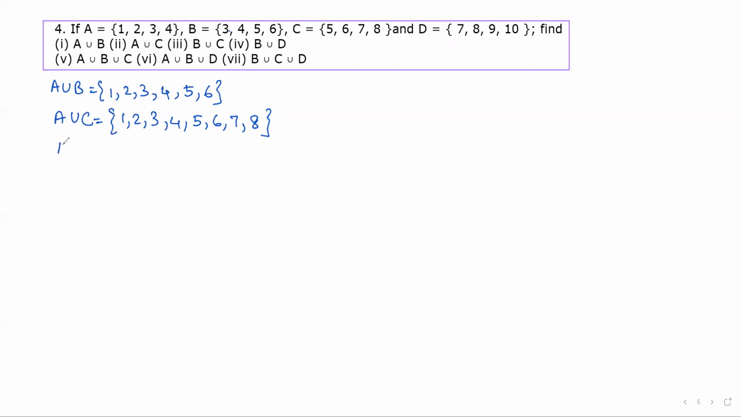B union C. B union C will be: write all the elements of B, 3, 4, 5, and 6. In C, 5, 6, 7, 8. 5, 6 are already mentioned, 7, 8 are to be added.